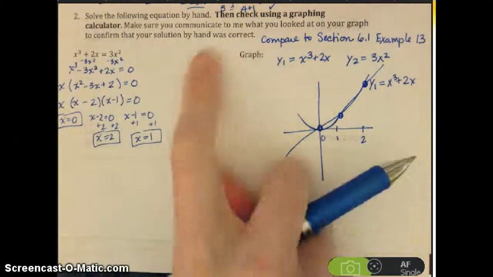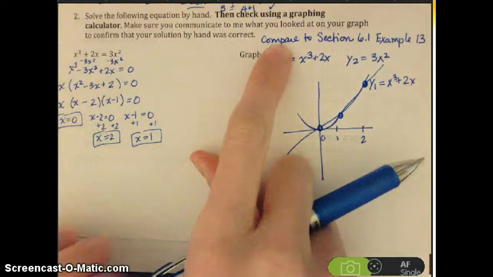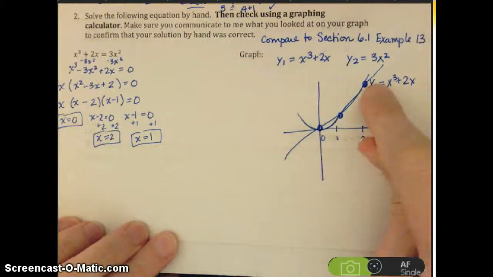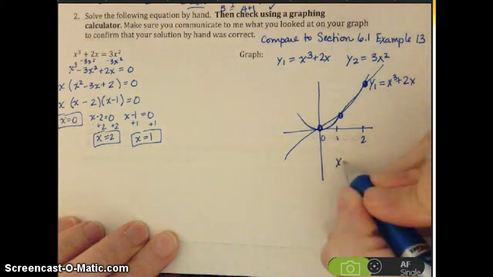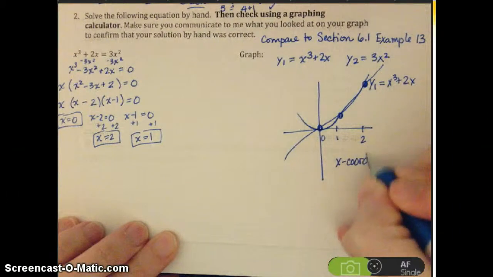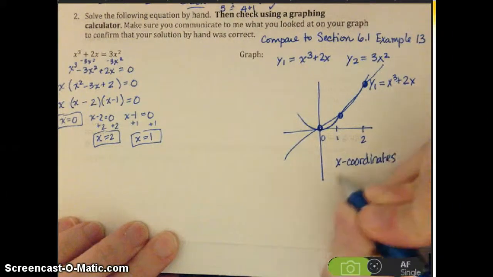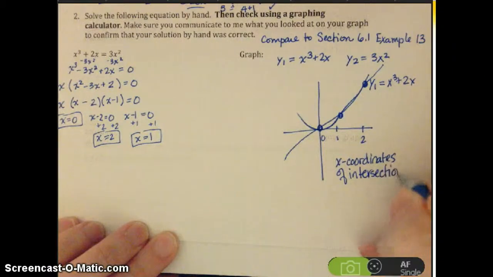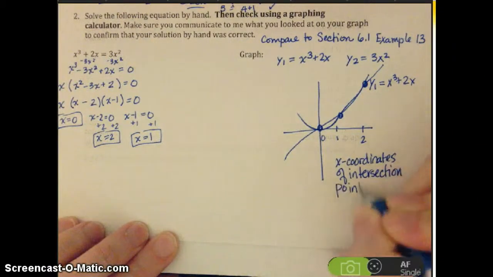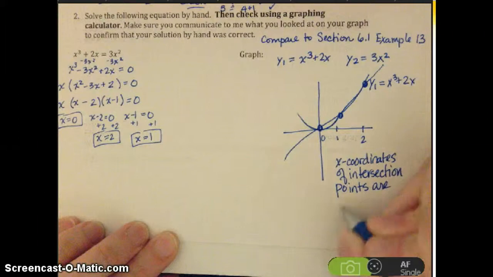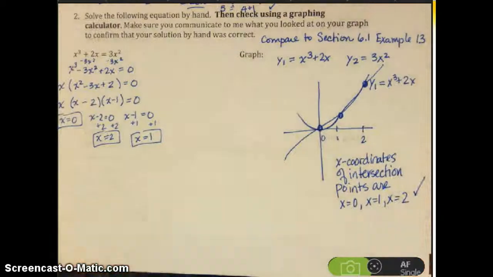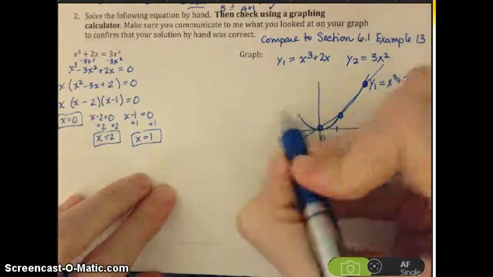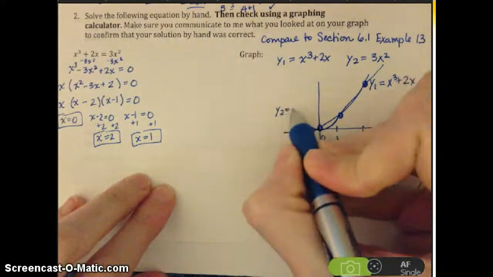And I need to communicate what I looked at on the graph. I looked at the x values of those intersection points. So x coordinates of intersection points are x equals 0, x equals 1, x equals 2. And last detail, I should have labeled my second curve when I drew it.